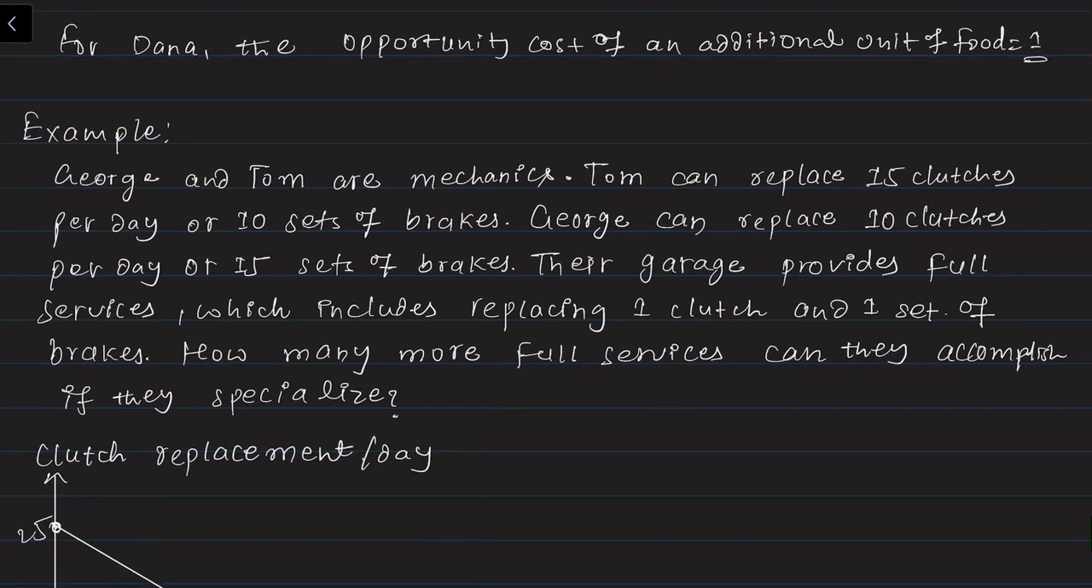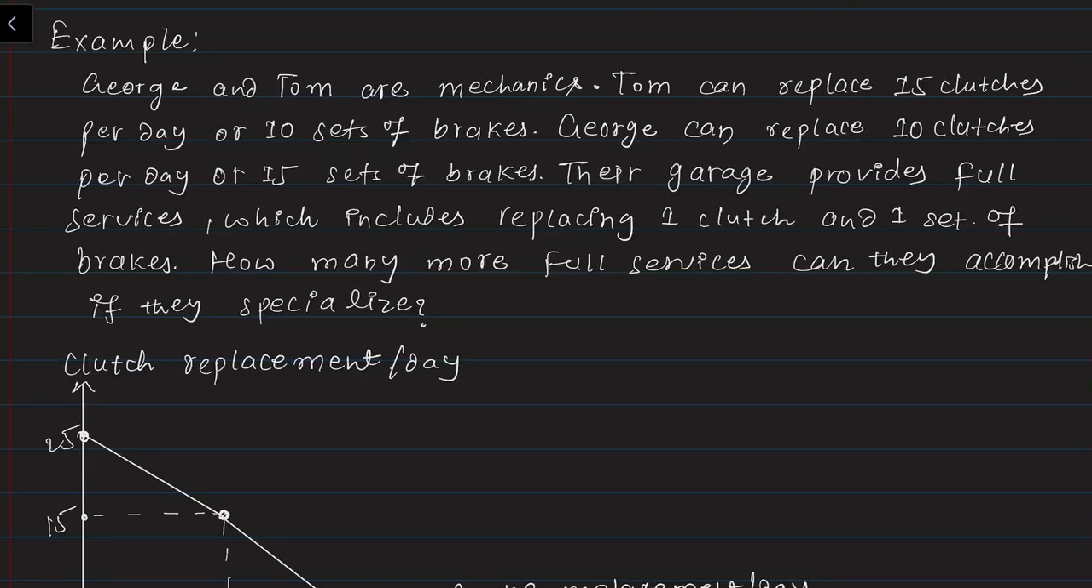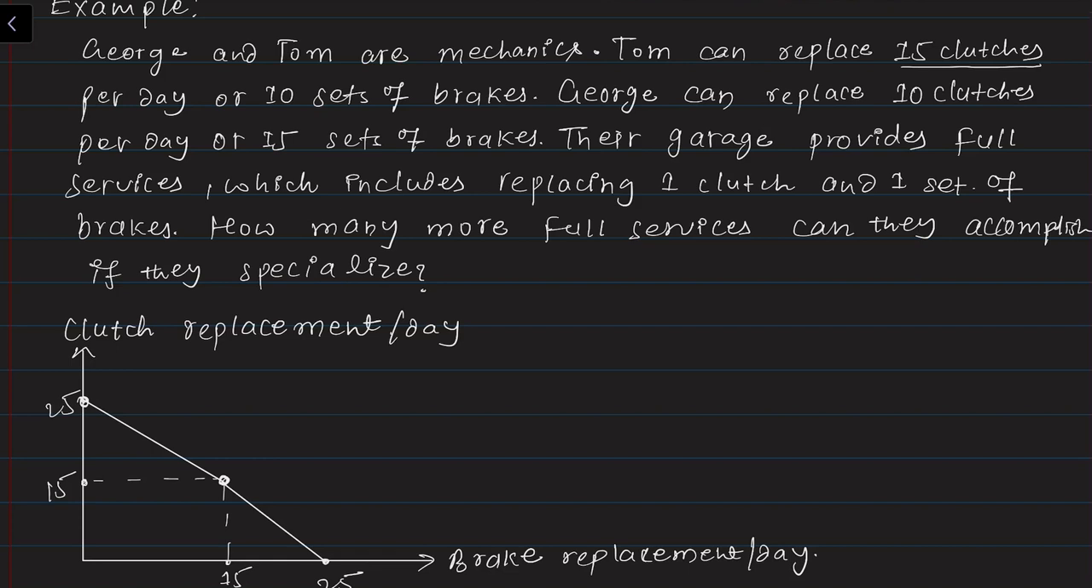Now let's do an example. The question is, George and Tom are mechanics. Tom can replace 15 clutches per day or 10 sets of brakes. George can replace 10 clutches per day or 15 sets of brakes. Their garage provides full services, which includes replacing 1 clutch and 1 set of brakes. So how many more full services can they accomplish if they specialize? This is a question of the PPC of a 2% economy. Now, before considering the specialization, let's consider if they do not specialize.